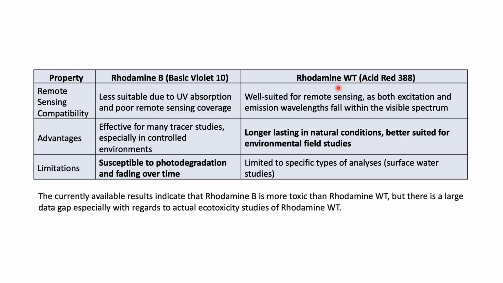They prefer rhodamine WT. But one major concern is that, from the results which are available for both, it is shown that rhodamine B is more toxic than WT. But there is a large data gap, especially with regard to actual ecotoxicity studies of rhodamine WT. So this is one of the major limitations even when we are using rhodamine WT.